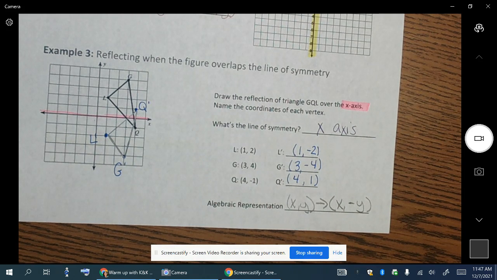Everybody okay with reflecting over the x-axis? At the top of that paper, you can fold it over, so that's where we'll put the glue. And then we're going to look at that second page.